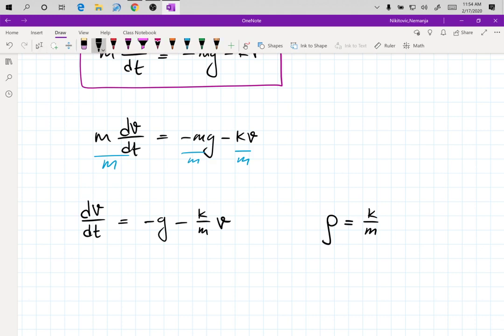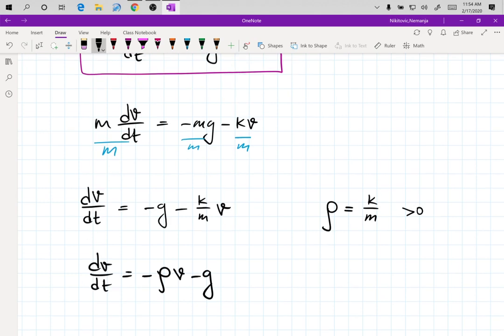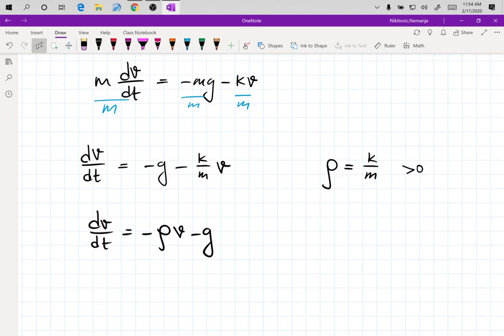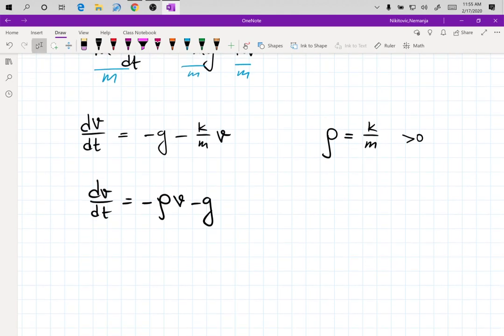So k over m is always positive, and when you combine it with the minus sign, it becomes a negative number altogether in the equation, but it's positive on its own. And the differential equation becomes dv/dt equals negative rho v minus g, if I want to follow exactly what they wrote. So now, we are supposed to solve this equation for v over here.